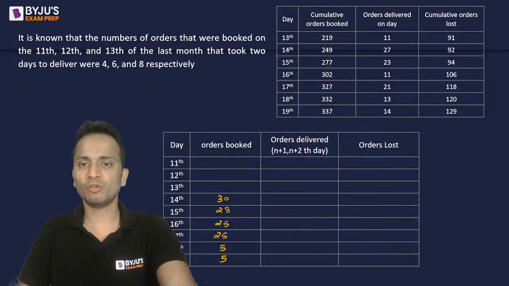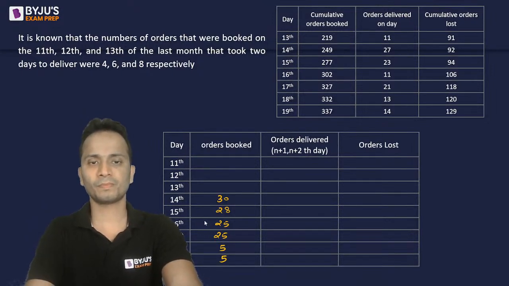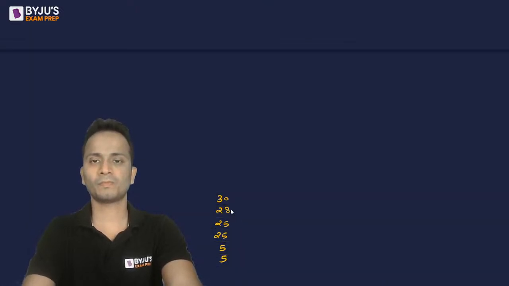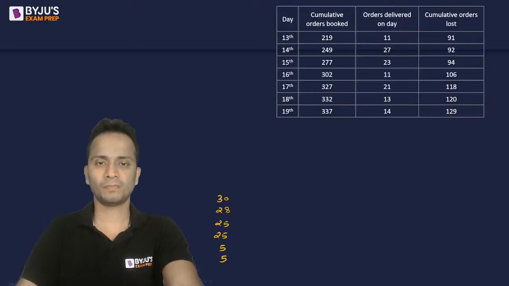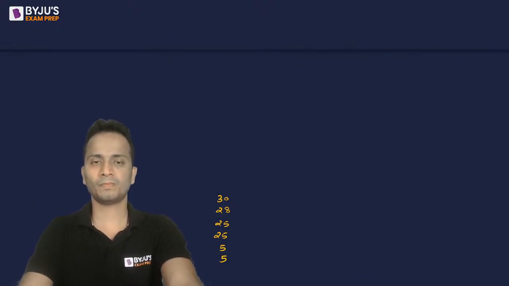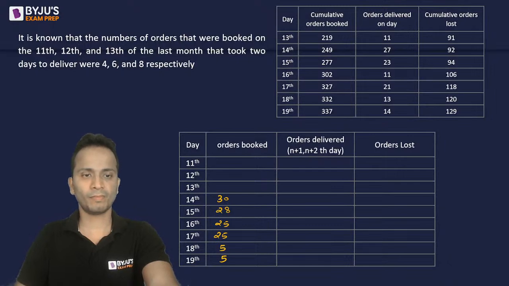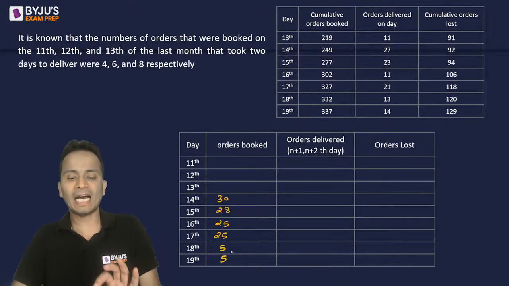Just give me a second. I'll move the table a little to the side so that it will be visible to all of you. Okay, I think it will be visible now. All right, I'll do one more thing. Great. All right, it must be fine now. Okay. So this is the number of orders that are booked on 14th up till 19th. I have written it in this table.